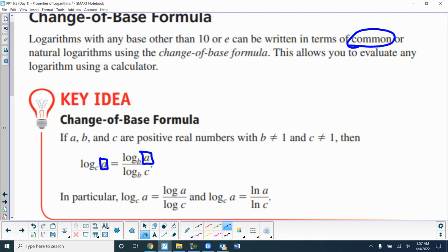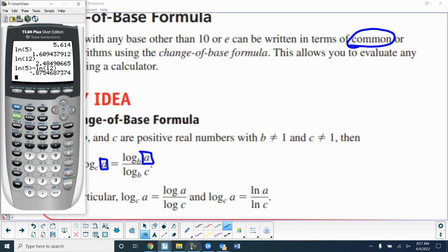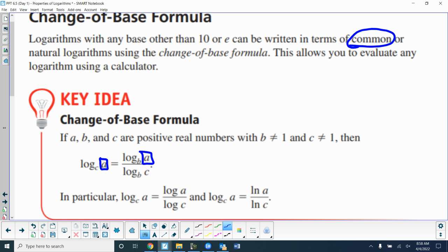What's a common log? What base is for common log? 10, yes. And that's the one here on your calculator, log. That's the base 10 one. If you want, though, you could use the ln one, the base e one. I always use the common one, the base 10 one.